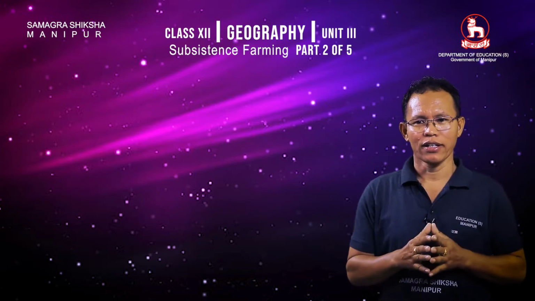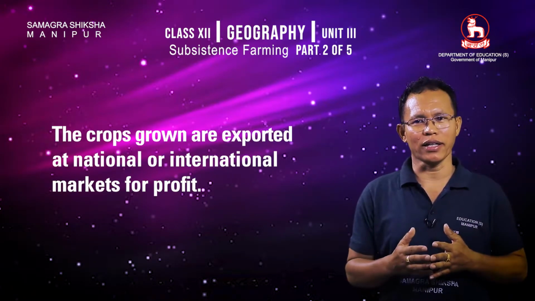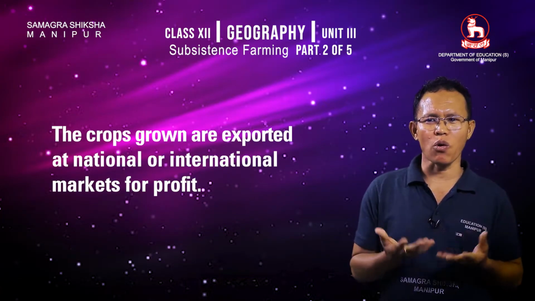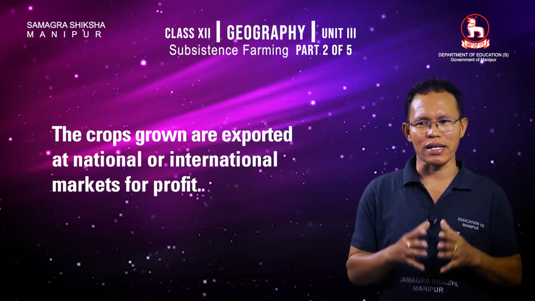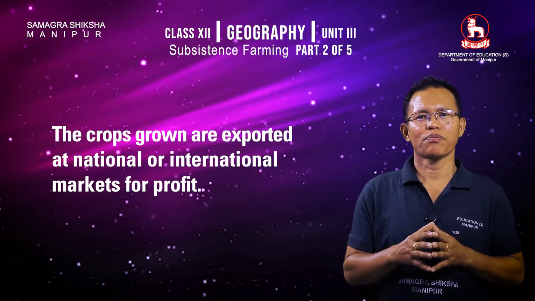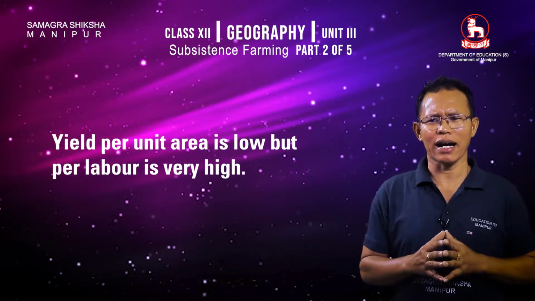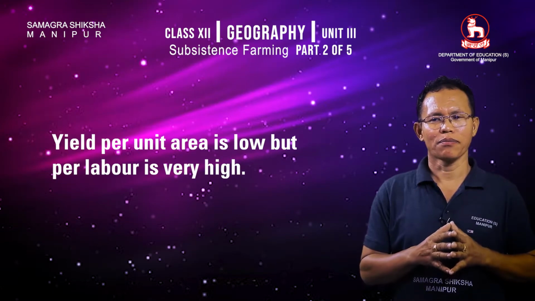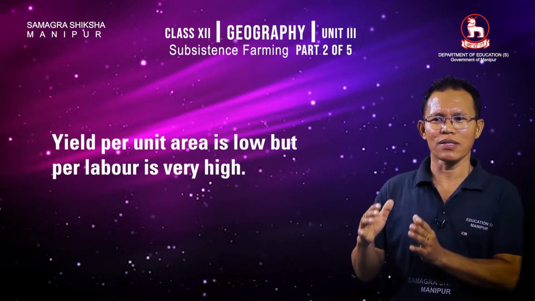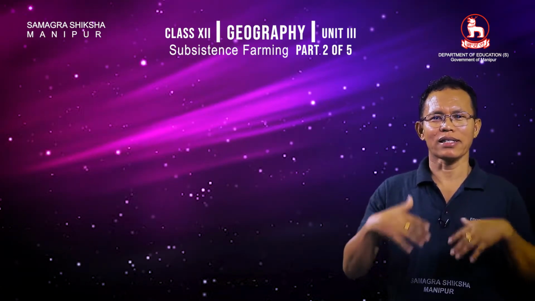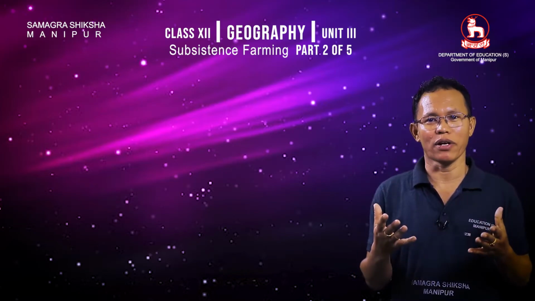The crops grown by the farmers in commercial farming are exported to national and international markets for profit. The yield per unit area is very low, but the yield per unit labor is very, very high because there is a limited number of manual labor.